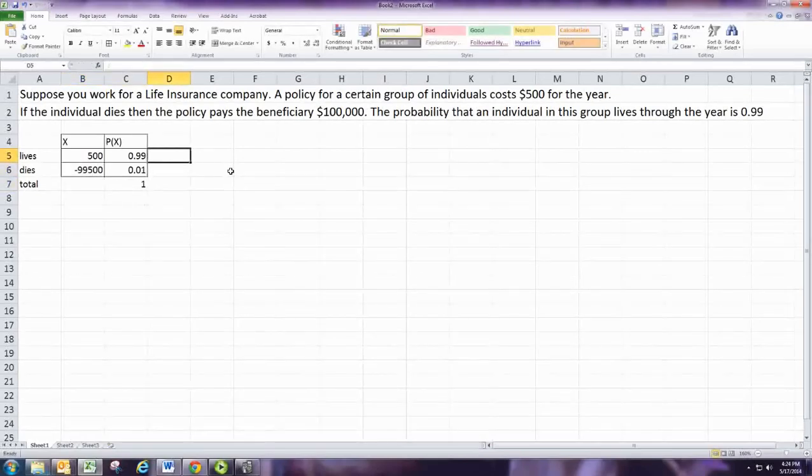To find the expected value, we multiply the value of the random variable with the probability associated with it. Just multiplying across in each row will give us that calculation. It equals, then select the random variable, multiplication, and then the probability. Repeating this for the other row or copying down, we get the third column. The total of the third column is the expected value.